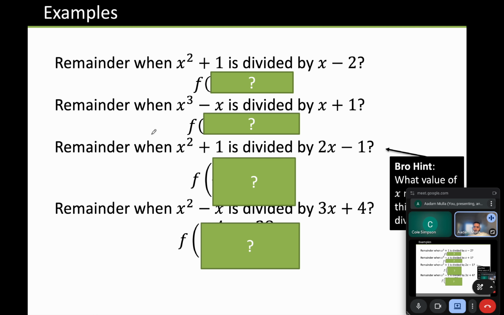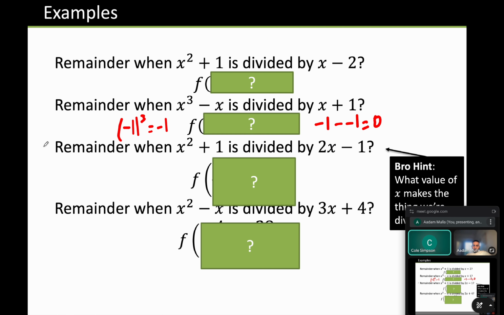Minus 1, 1, minus 1. So minus 1 cubed, what does that give you? Minus 1. Yeah. So we've got minus 1 minus minus 1, which is 0. So is this a factor? Yeah. For this next one, it's a little bit trickier.